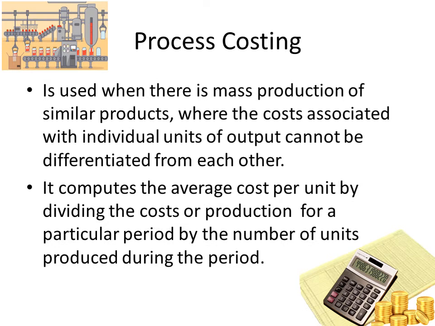So it can be computed as the average cost per unit by dividing the cost of production for a particular period by the number of units produced during the period. So normally the computation is when we just have to determine how many units have been produced out of a certain cost. Okay?